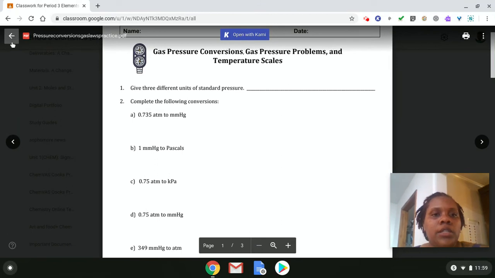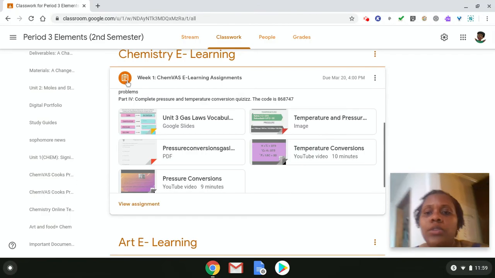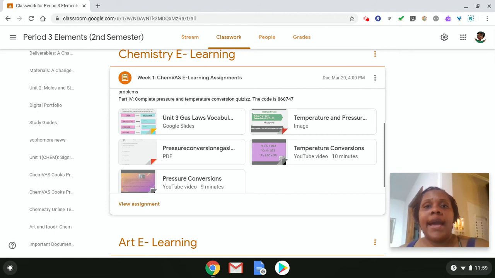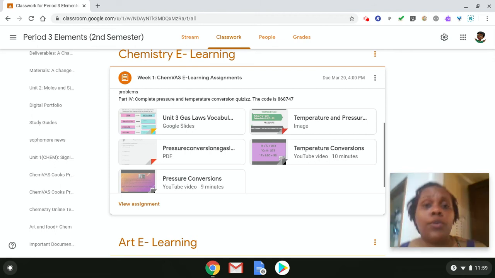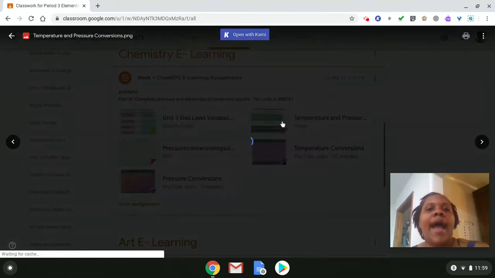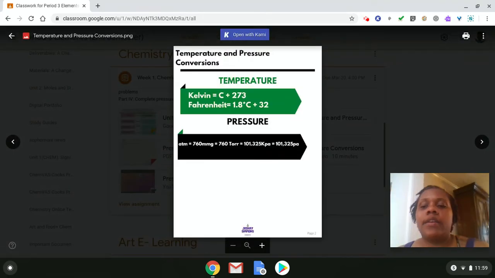Now, a lot of people are like, okay, I don't know how to do these conversions. First of all, you need to have the actual conversion chart in front of you at all times in order to do these problems, unless you've memorized them already, which if you have, that's great. If you haven't, go over here where it says temperature and pressure image. I actually made an image that has all the conversions there.